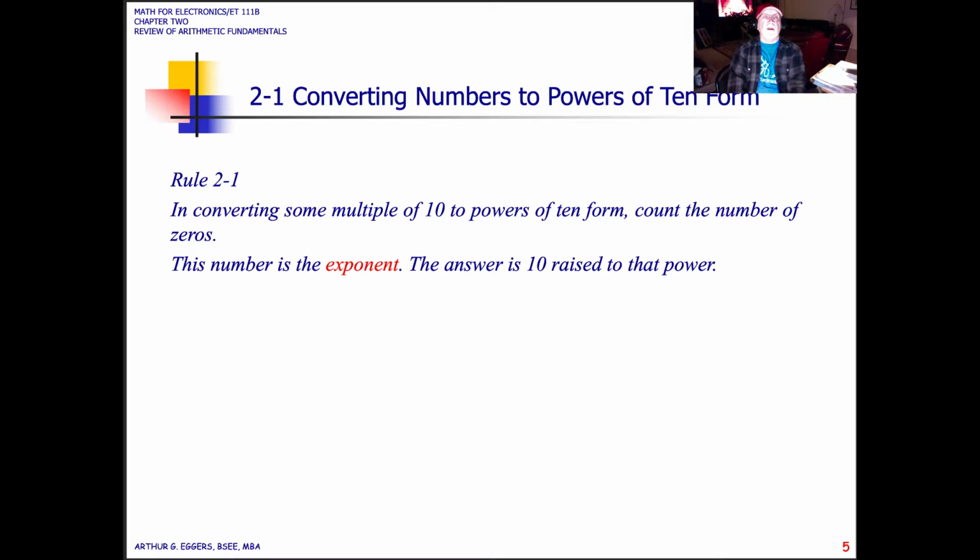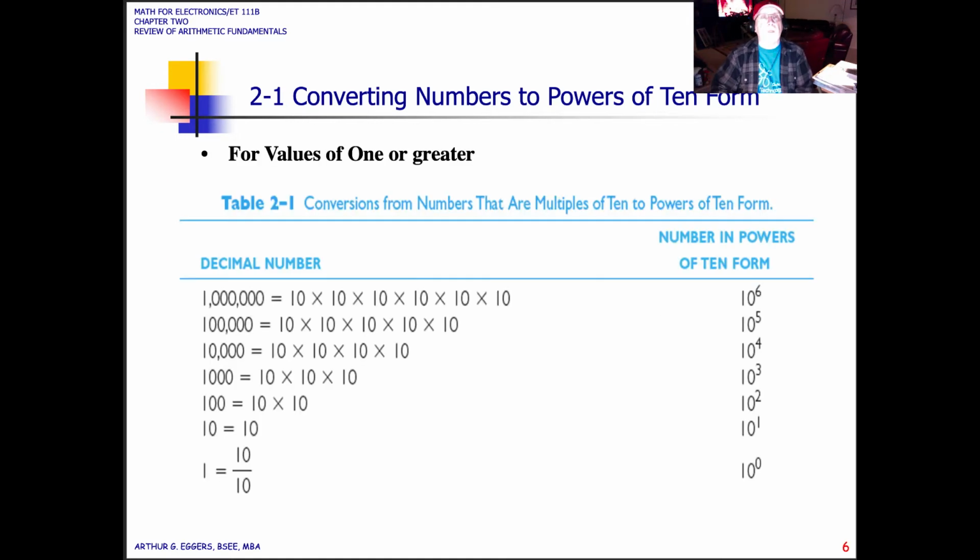So in Rule 2.1, again, we're going to look at converting some multiples of 10 to powers of 10 form and count the number of zeros. A term we're going to get used to using a lot is the exponent. The answer is 10 raised to that power. Getting used to the powers of 10 form, knowing that the number of zeros that we have in the decimal number relates directly to the number that we use in the exponent. So 10 to the 6th means 6 zeros. 10 to the 4th means 4 zeros.